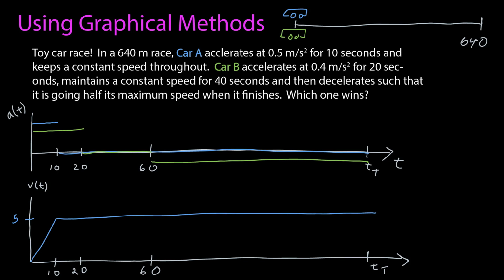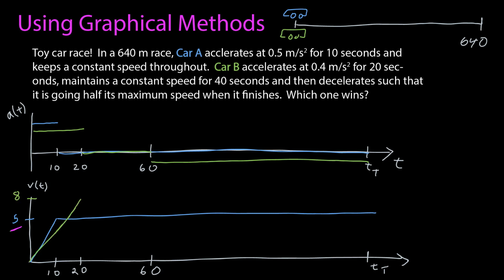Car A accelerates at 0.5 meters per second squared, so its velocity graph will have a slope of 0.5 meters per second squared for the first 10 seconds, and that tells me how fast it got, because the slope is the rise over the run. Also, if it starts at zero, the final speed is just the acceleration times the time. And then it will stay at 5 meters per second for the rest of the way.